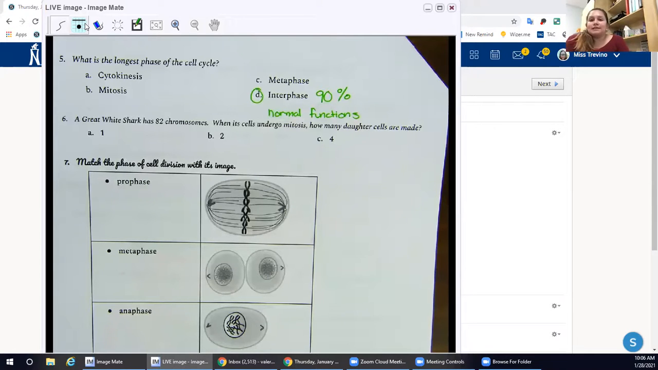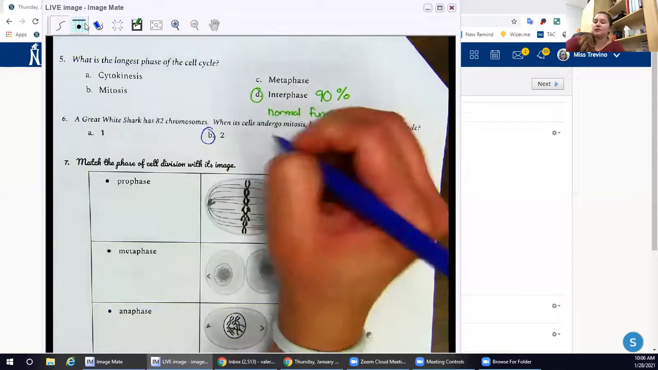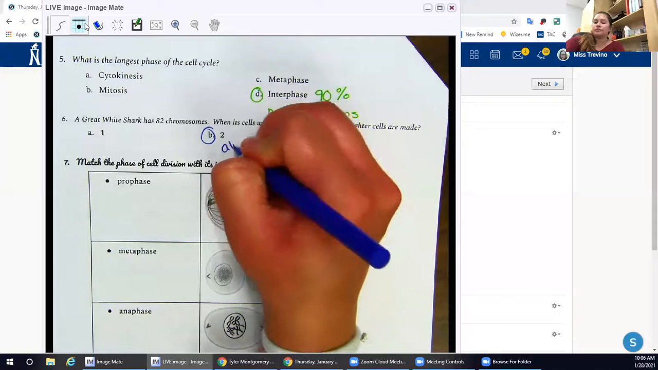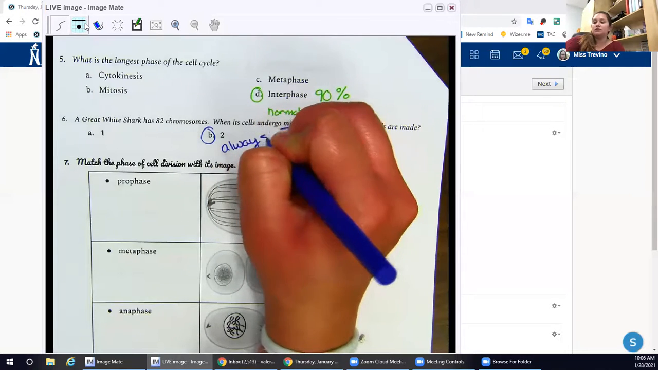Number 6, a great white shark has 82 chromosomes. When its cells undergo mitosis, how many daughter cells are made? It doesn't matter how many chromosomes it has. The question's asking about how many daughter cells. And we're always going to make 2 daughter cells during mitosis. Always.